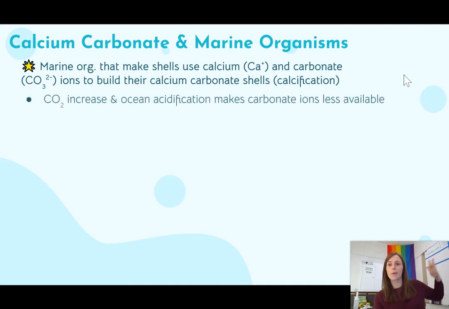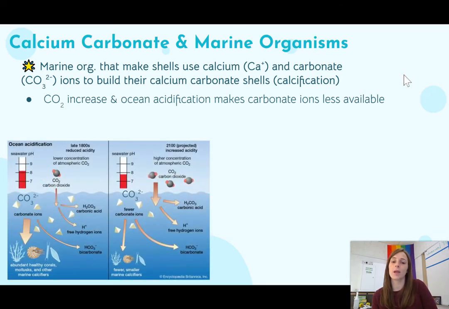Now, the problem is, as carbon dioxide increases and the ocean acidifies more, this is going to make the carbonate ions less available. So let's look right here. If we have normal situations where we don't have tons of carbon dioxide, we are going to have these carbonate ions just floating around in the water here. And it is going to make it so that coral and mollusks, which are organisms with shells, are able to just make their shells normally.